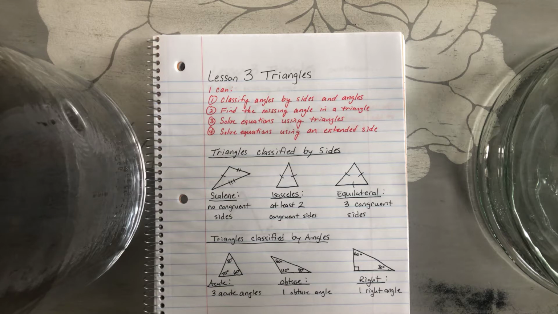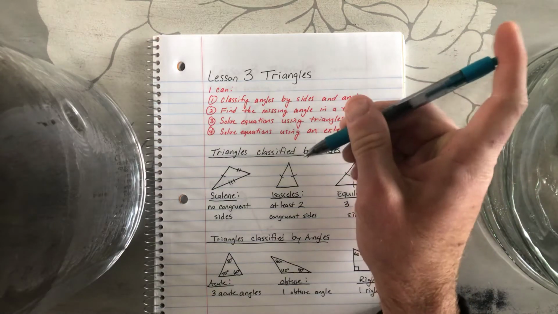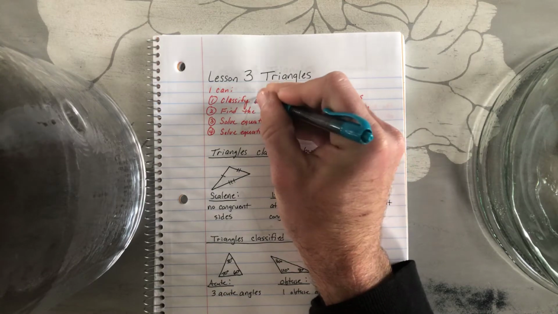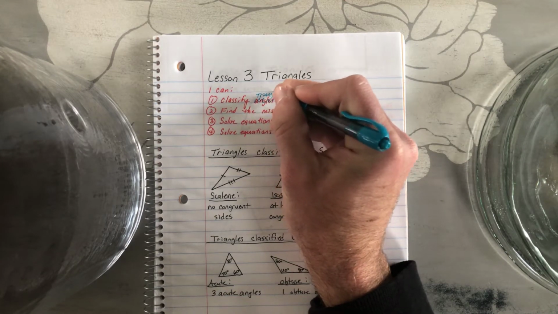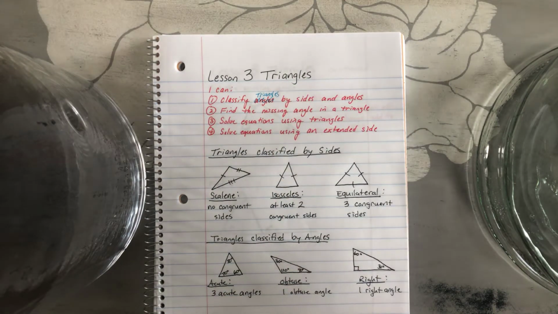Lesson 3 is titled Triangles, and today's goals are: you'll be able to classify triangles by their sides and angles, find the missing angle in a triangle, solve equations using triangles, and solve equations using an extended side.